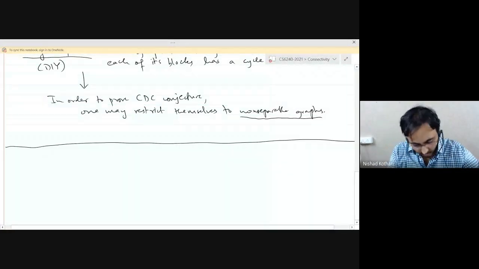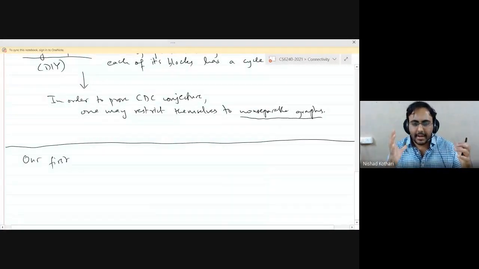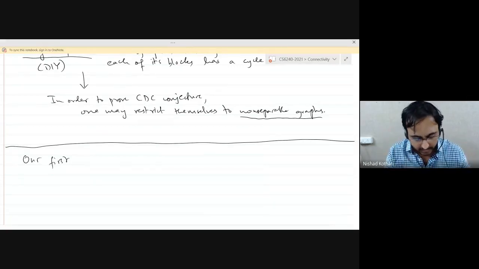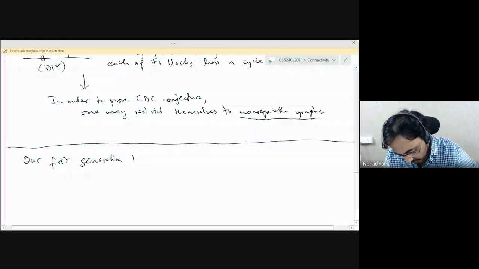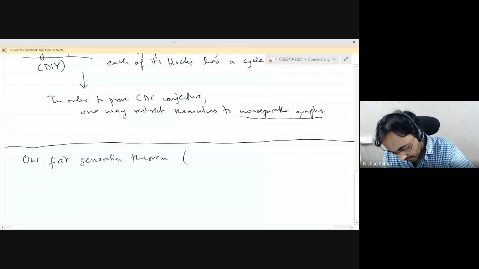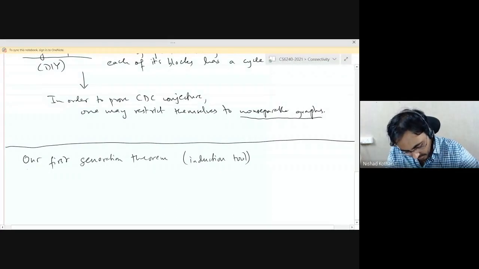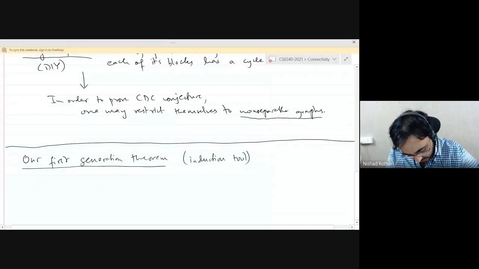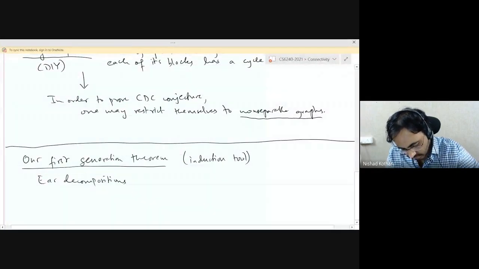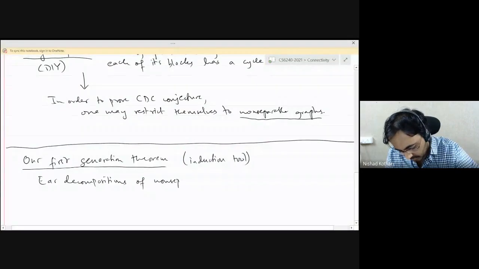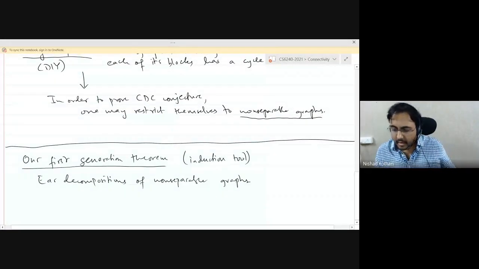So this is going to be our first. There is a reason to think of these induction tools as generation theorems. You will soon see why. Our first generation theorem, you may think of that as an induction tool. Okay. And that is the ear decompositions of non-separable graphs.